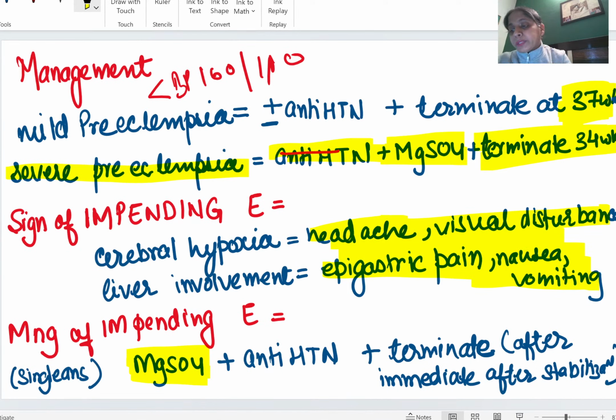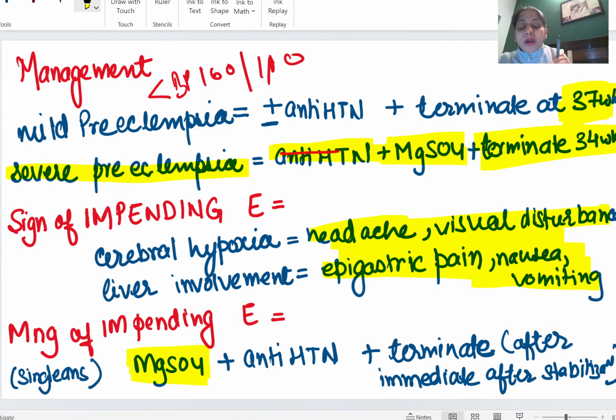Quite a sure question. What are the signs of impending eclampsia in a patient of preeclampsia? They quite often ask you. So you will group the signs into two categories. Cerebral hypoxia: the patient will tell you headache and visual disturbances. If the liver is involved, then the patient will give you epigastric pain, nausea, vomiting. If the patient complains of these symptoms, then you are going to keep the patient near the ventilator, because this is a patient of impending eclampsia.